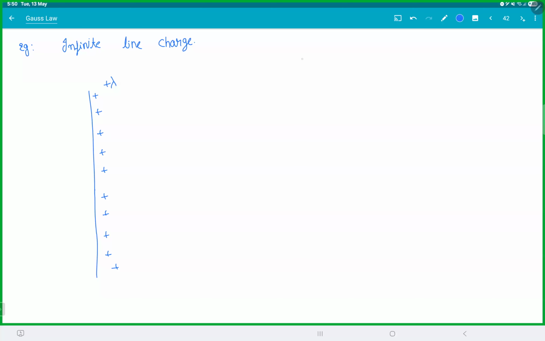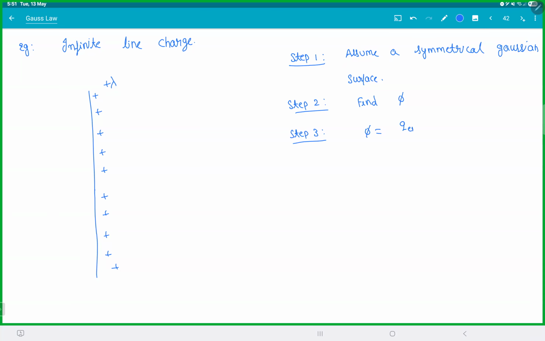So this is what we do. Step one, assume a symmetrical Gaussian surface. That is the important thing. See, what is a Gaussian surface? Any closed surface. But I want to take a symmetrical Gaussian surface. Step two, find flux. Step three, write flux is equal to Q enclosed by epsilon. Great.